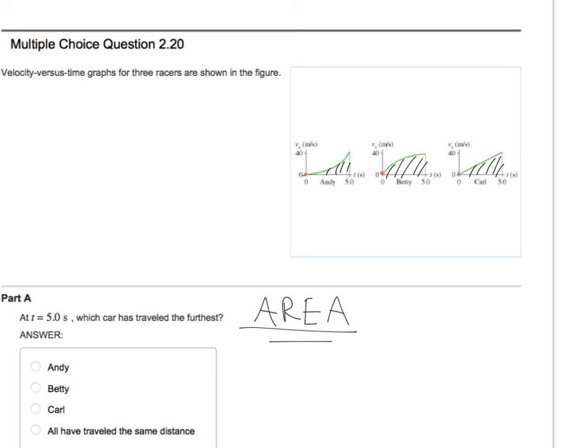So here's what I'm going to do, is I'm going to draw that straight line on each of these graphs, just for comparison purposes. And when we do that, we can see that Andy, this first car, clearly has less area because it's missing this section here. Betsy, though, clearly has more area than that straight line because it has this additional sliver above that line. And then Carl just is the straight line. So which one travels the greatest area? That's going to be Betsy.